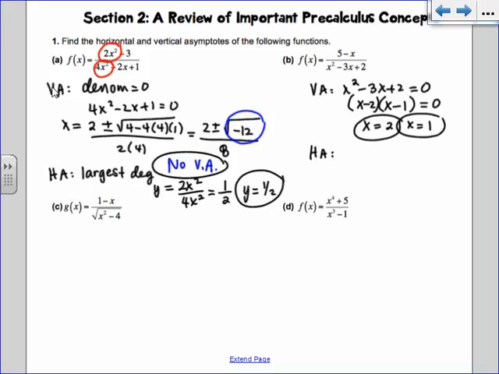When we do the shortcut for the horizontal asymptote, we look for our largest degree. Our largest degree is x squared. But now we don't have any x squared on the top. So when we are missing the largest degree, we put it in. So we do 0x squared all over 1x squared. When we do that, we get 0 over 1, which is 0. So that means we have a horizontal asymptote of y equals 0.